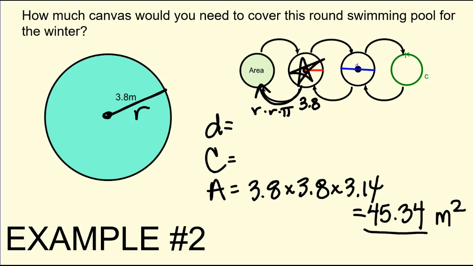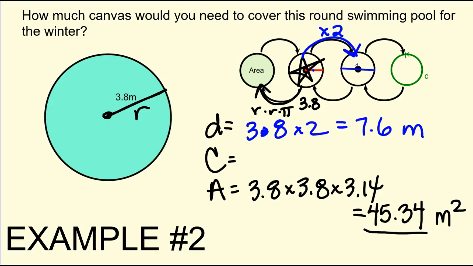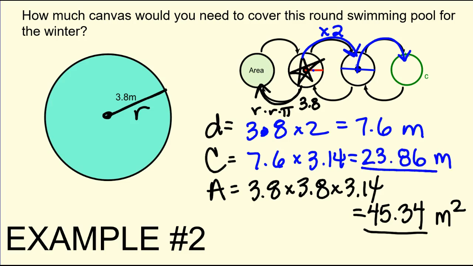Okay, what about now if I want to find the diameter? That means I'm following this arrow, radius times 2 to get diameter. So 3.8 times 2 equals 7.6, and that would just be meters. And then circumference. Well, here, if I already know the diameter was 7.6, let's multiply that by pi. And I got 23.86 and labeled it meters for circumference.